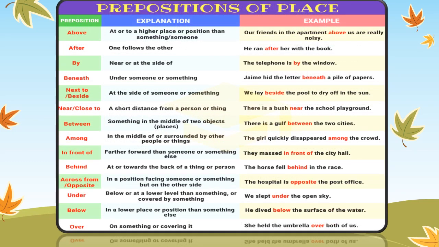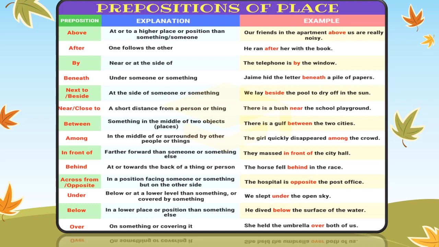Next is prepositions of place. So the list contains the prepositions above, after, by, beneath, next to or beside, near or close to, between, among, in front of, behind, across from or opposite, under, below, over. Here also you can see the explanations followed by the examples.